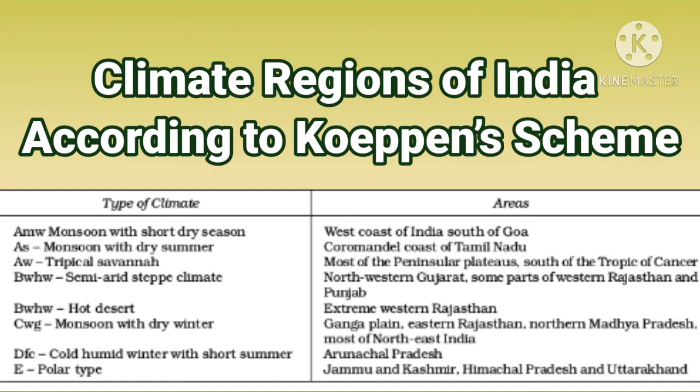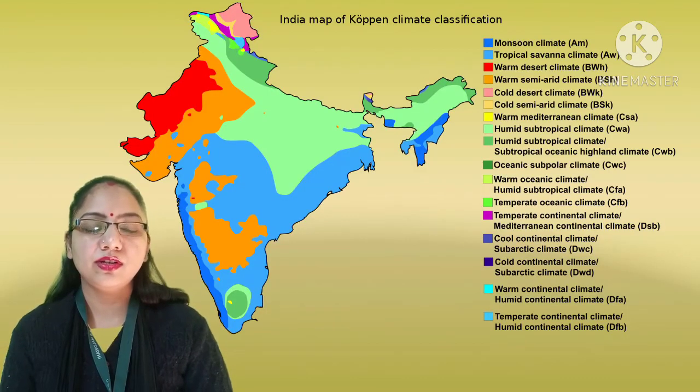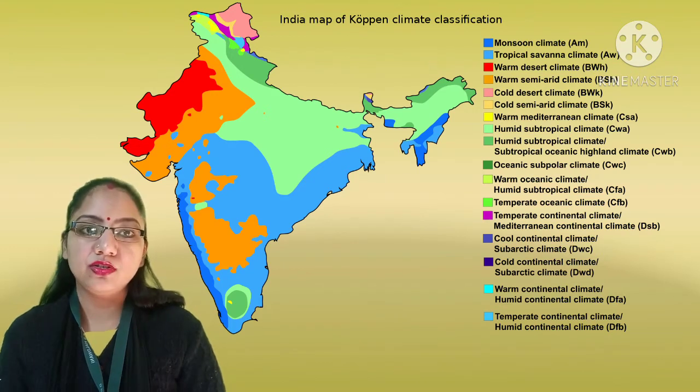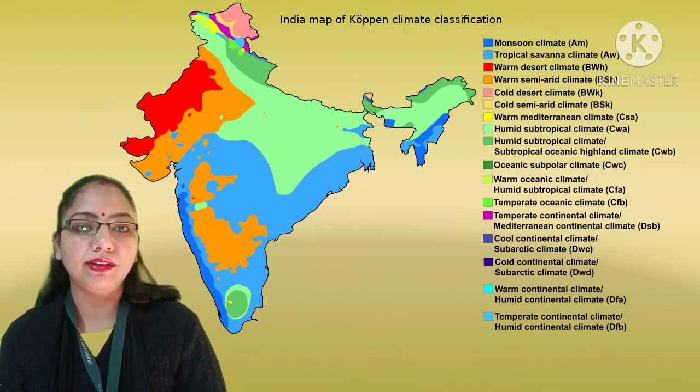If we see the D, D means the snow climate. So DFC is showing the cold, humid winter with short summer. The area included in this climatic condition is Arunachal Pradesh. And next is E. E refers to the polar types, and the areas included in that are Jammu and Kashmir, Himachal Pradesh, and Uttarakhand. So students, it was a distribution of the climatic zones according to Köppen's weather scheme.